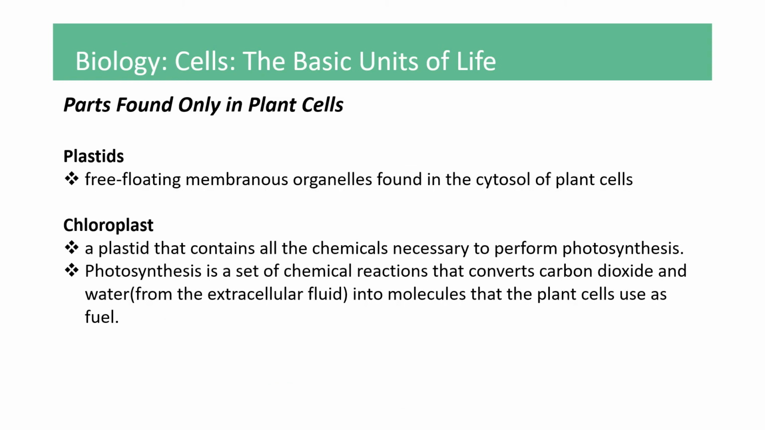Plastids. Plastids are free-floating membranous organelles found in the cytosol of plant cells. Chloroplasts. A plastid that contains all the chemicals necessary to perform photosynthesis is called a chloroplast. Photosynthesis is a set of chemical reactions that convert carbon dioxide and water from the extracellular fluid into molecules that the plant cell can use as fuel.